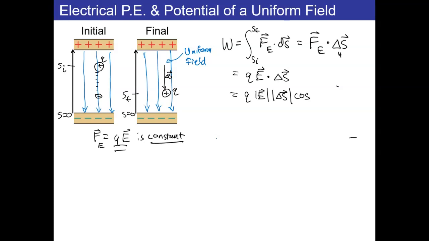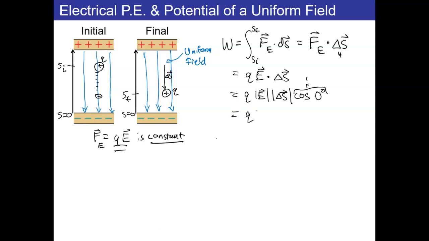E is the blue vectors. Delta s is the black vector. So the angle would be 0, right? Yeah, they're parallel. We're going in the same direction as the field. So here then, cosine of 0 degrees. Well, cosine of 0 degrees is 1, so that's just going to essentially go away.